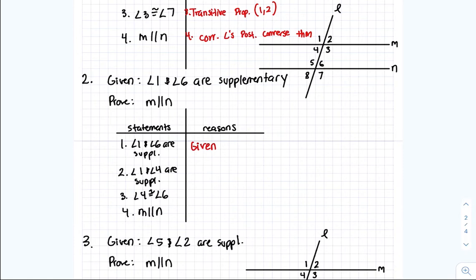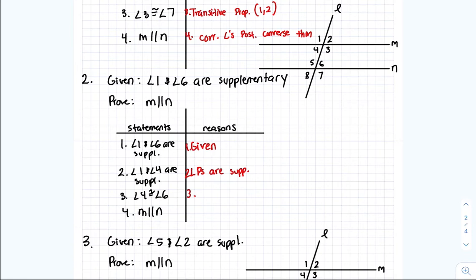Well, in the next statement, it says 1 and 4 are supplementary. How do you know 1 and 4 are supplementary? Well, that's a linear pair, right? Do you all agree that it looks like this? If you tilt your head, it is. So you guys know linear pairs are supplementary, right?